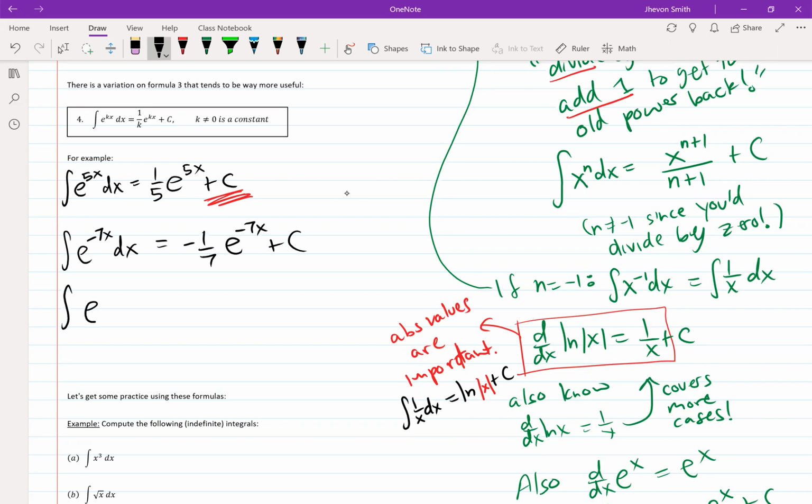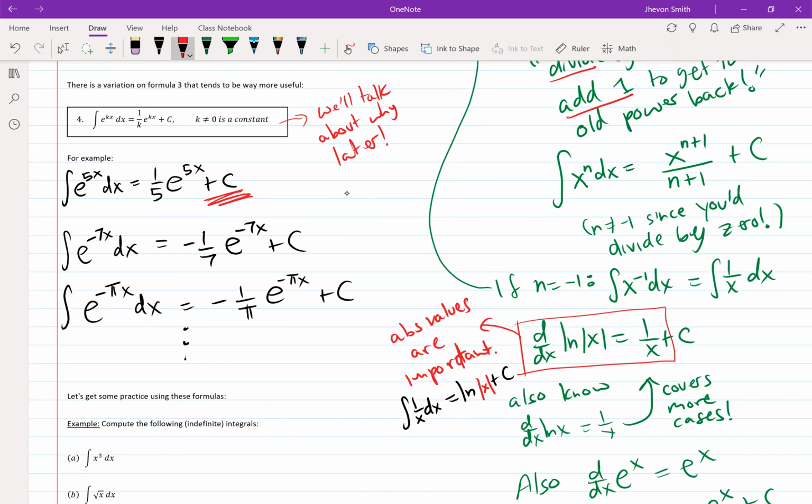What is the antiderivative of e to the minus pi x dx? Minus 1 over pi e to the minus pi x plus c. Hopefully you're getting the idea. So if it's e to a constant times x, it's just 1 over the constant times the original function. Okay. Now, why this is true, we'll talk about later. But that's basically the idea here.